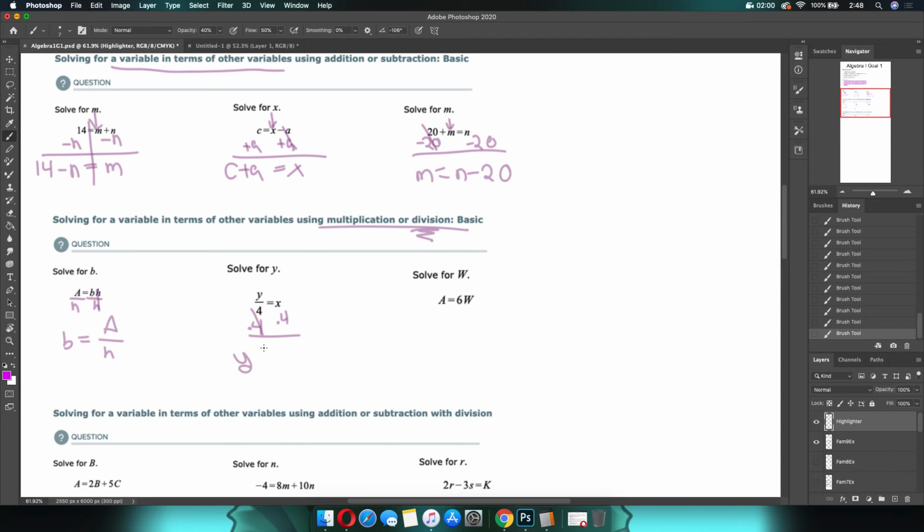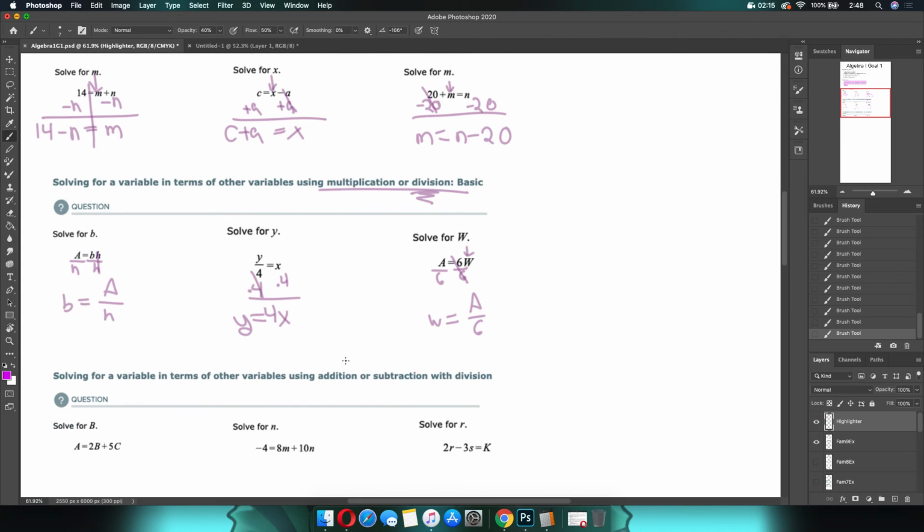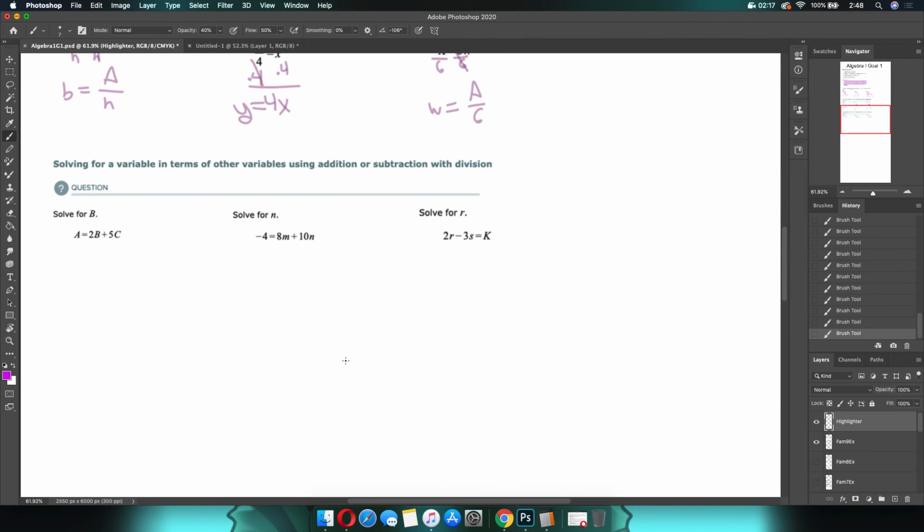So y equals 4x. All right, we're looking good. Solve for what? Solve for w, so divide by 6. W equals a over 6. All right, I'm starting to feel confident here. Let's scroll down a little bit more. Getting nervous, but we're still good.